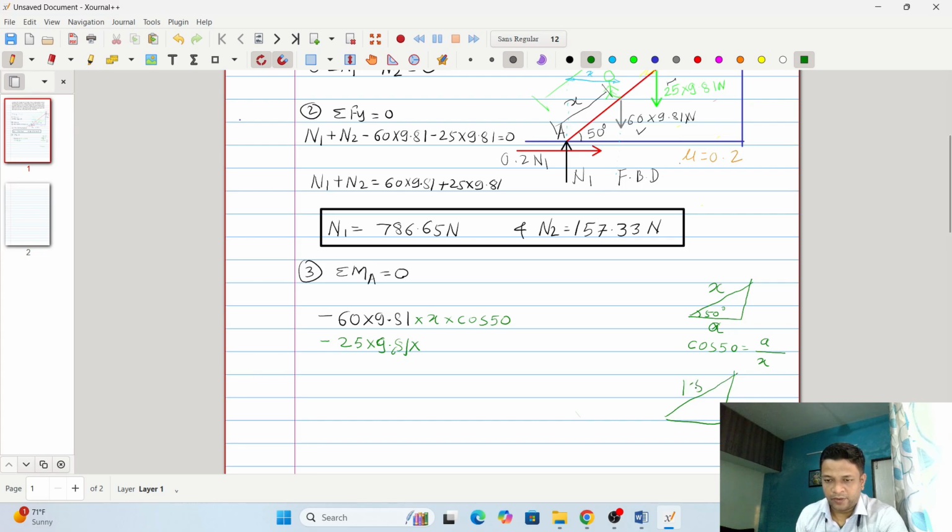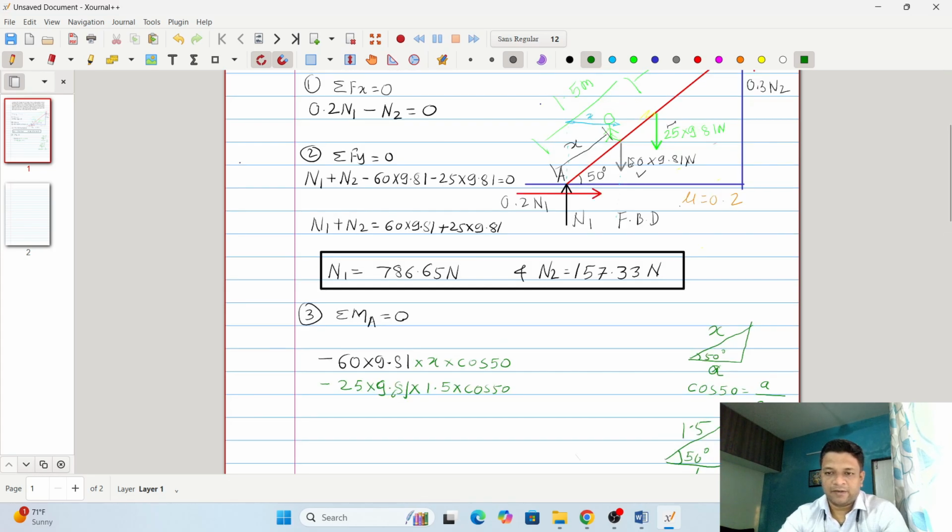This is 1.5. This is 50 degrees and this is the required perpendicular distance. So again, use the cos relation. Cos 50 is equal to the adjacent side divided by the hypotenuse, 1.5. So B is equal to 1.5 into cos 50.